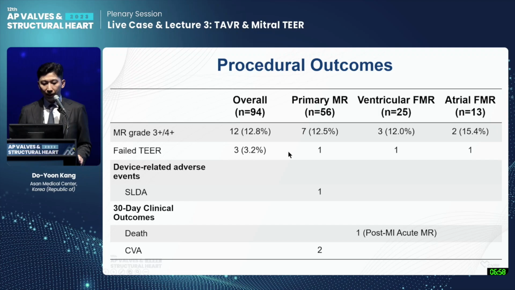However, there were 3 cases of failed TEER that moved to the surgical room, but almost all were in the early learning period. One SLDA happened, but was stabilized with an additional clip, and there was one death in ventricular functional MR, in a patient with acute MR after MI. MR was reduced but the patient died of multi-organ failure. And 2 CVAs happened within 30 days, but all recovered well.